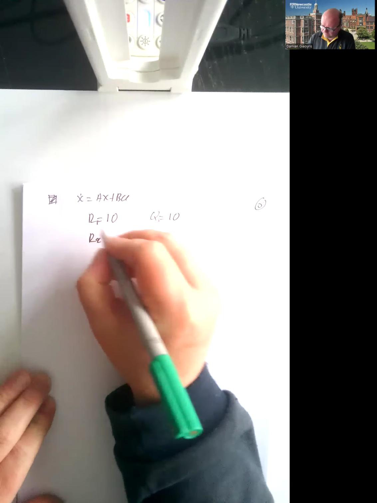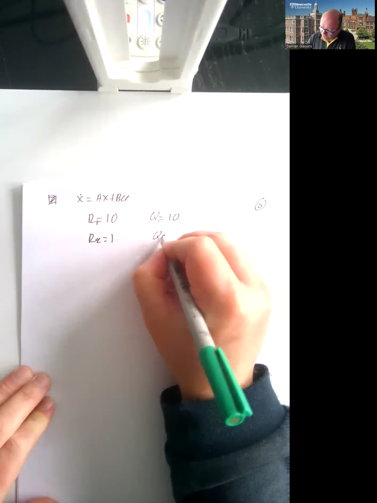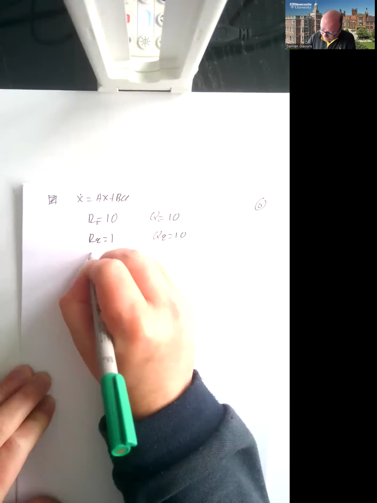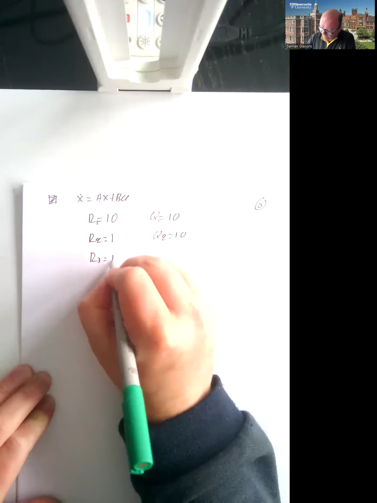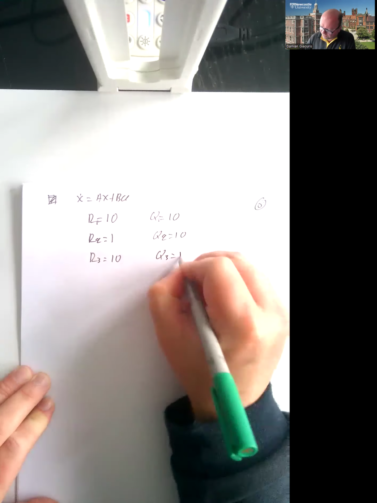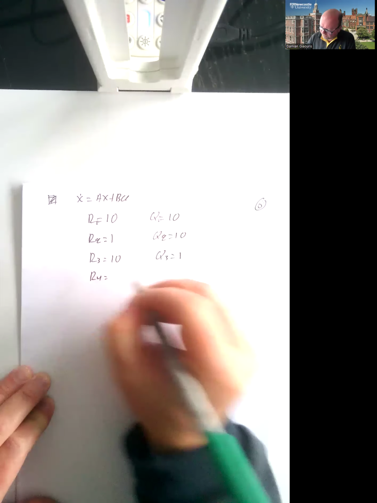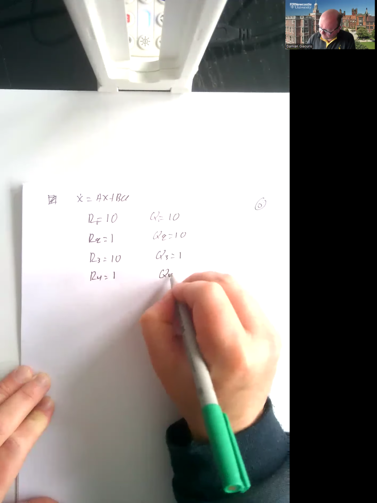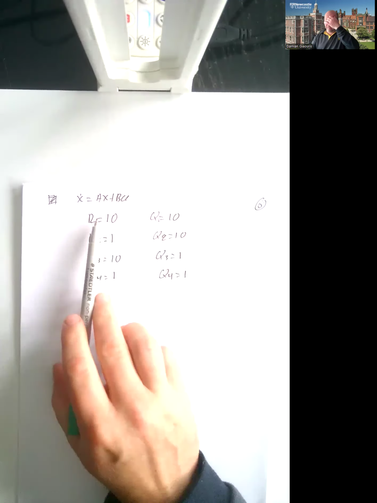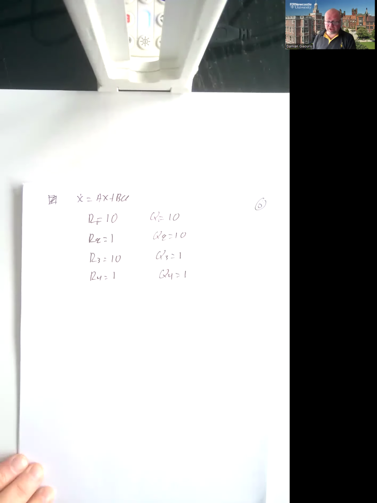R2, for example, can be 1. Q2 can be 10. R3 can be 10. Q3 can be 1. R4 to be 1. Q4 to be 1. So this is now 4 different LQR controllers applied on the same system.